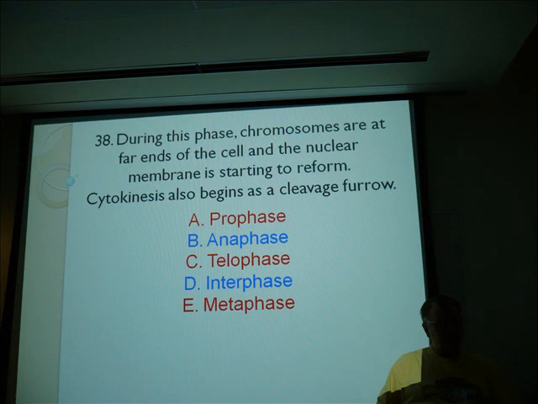It won't be anaphase because in anaphase, they're not all the way there yet. They're still moving. And I know cytokinesis does start in anaphase too. But to make the question come up to the telophase, I had to tell you they're at the far ends. They're as far as they can go. That's telophase.